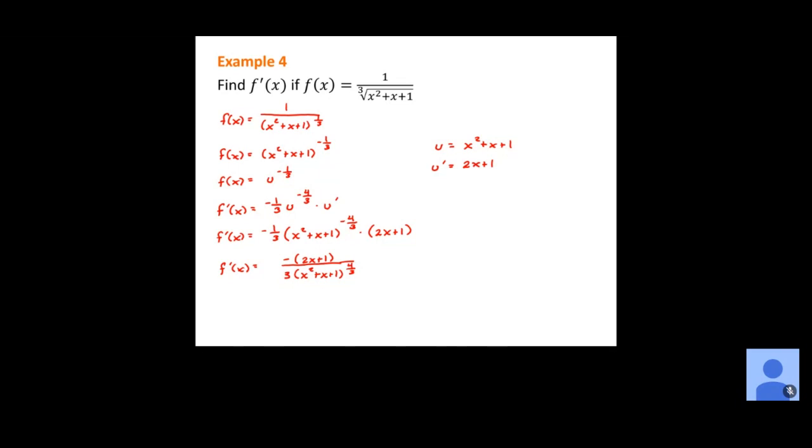All right, so again, just keep in mind, if you have fractions like this, but you don't have any x's in the numerator, most of the time it's going to be to your benefit to rewrite it first so that you can use a power rule instead of having to use quotient rule, okay?